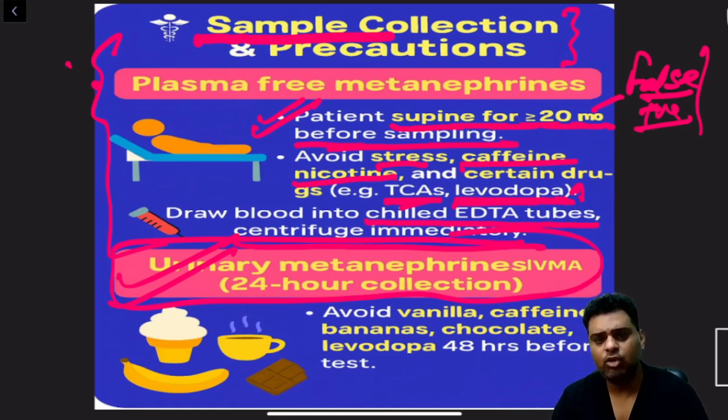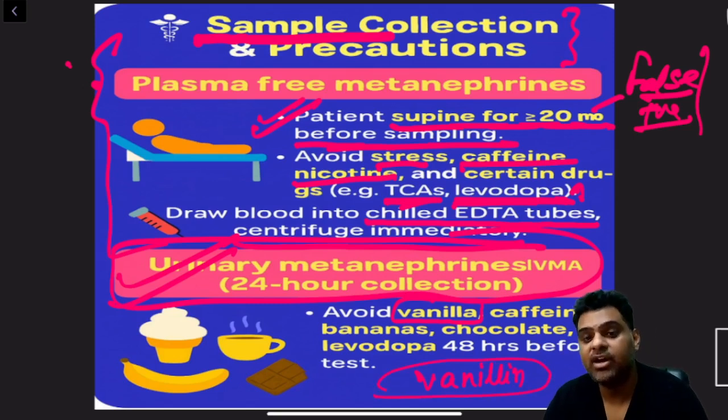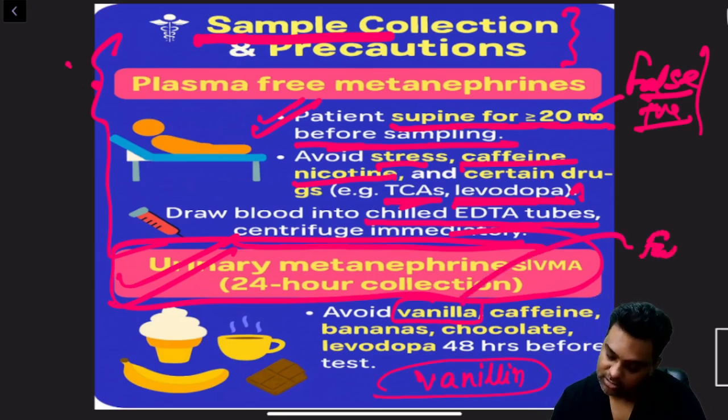Caffeine, chocolate, levodopa should be avoided. Now, there is a very important thing, that is the vanilla. Please remember, vanilla consists of vanillin, and this vanillin has a structure very much similar to the metanephrines and normetanephrines. Therefore, you can have a false positive result here also.